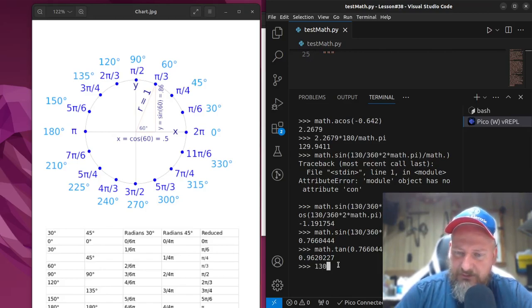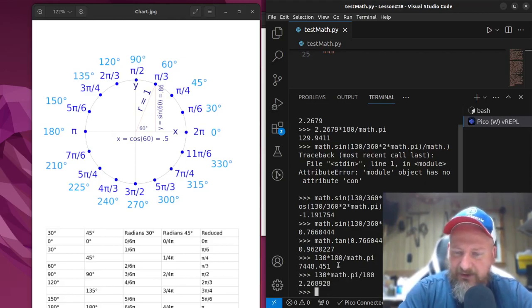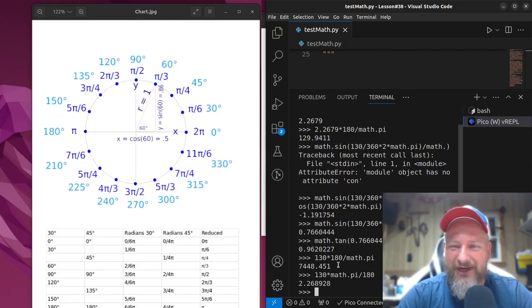Would take 130 times 180 divided by math.pi. Nope, that's what I was thinking. That's why I paused. It's 130 times math.pi divided by 180, and that is 2.268928, and that's our radiant. It's becoming a long video and I'm messing up, and I apologize, and it's making me laugh. Okay, so here we go.